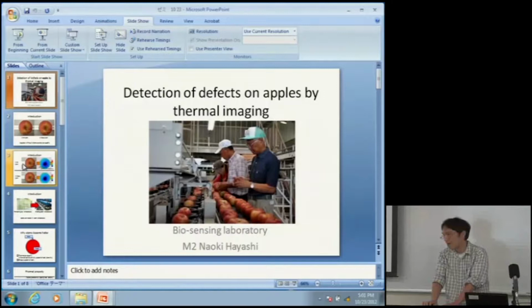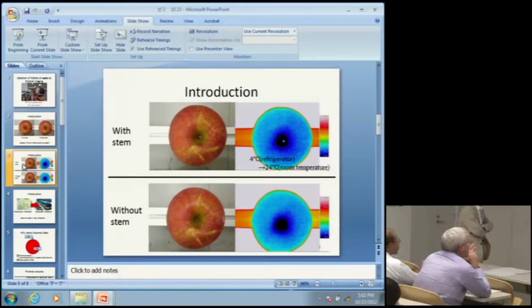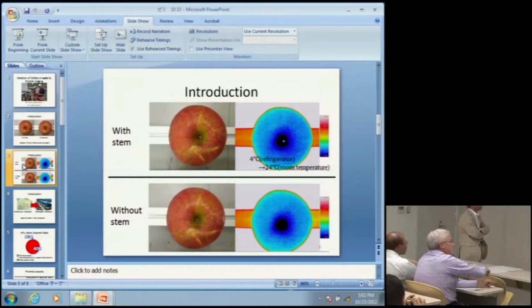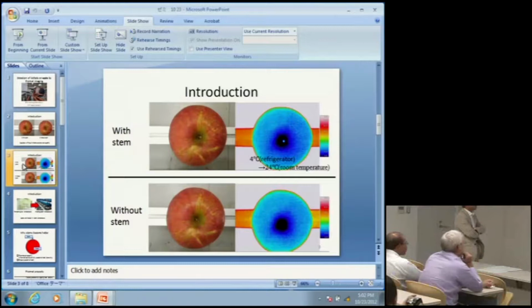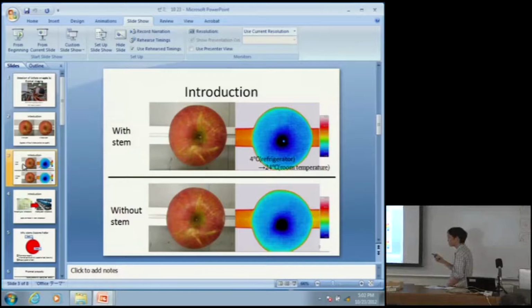Could you show me slide number 3? In the top one on the right hand side, it is cooled at 4 degrees and then at room temperature. So after 1 minute coming out of the cool store, it would still be very cold, I think. How long does it take at room temperature for you to be able to take that top picture? A few seconds, immediately after the refrigerator.